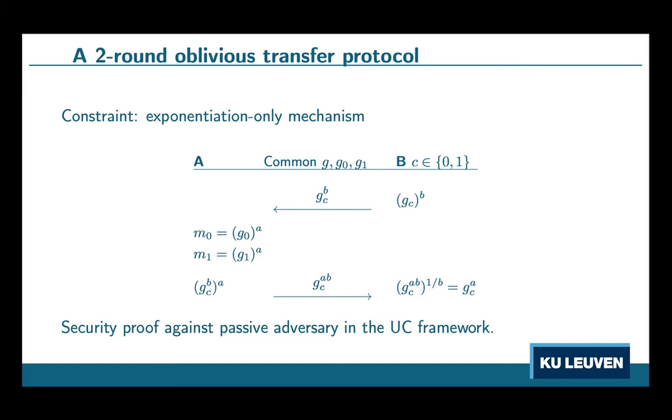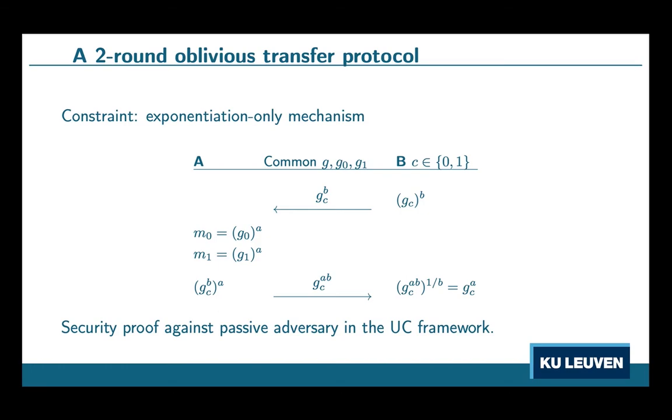So to go over the protocol, Alice and Bob have 3 elements in common: a generator G for the group, or a single representative, as well as 2 randomly chosen ones, G0 and G1. The receiver Bob also has a choice bit. The point of the oblivious transfer protocol is that Alice will obtain 2 random strings, here M0 and M1, and Bob will choose one of them, and Alice will not know which one Bob chose, and Bob will not know the one that he didn't choose.